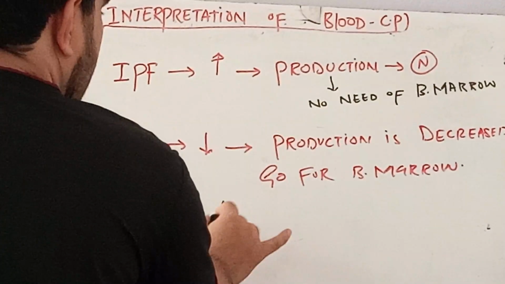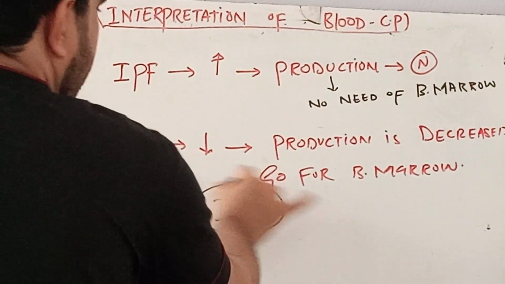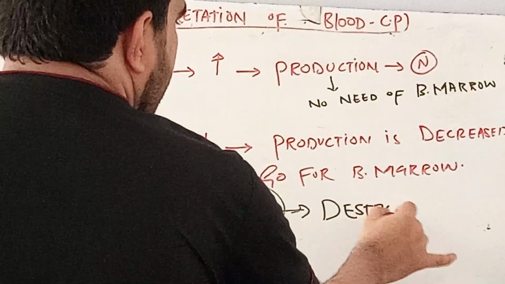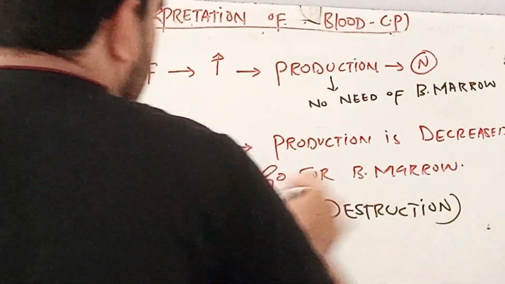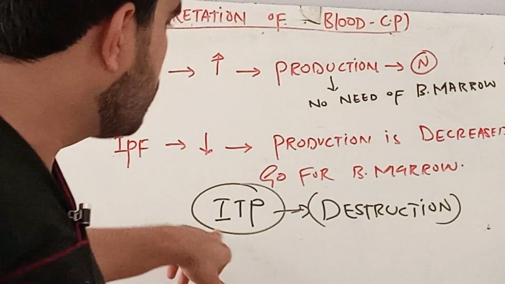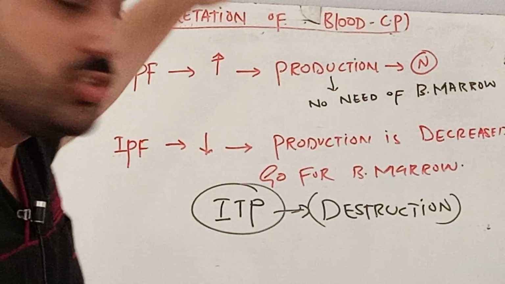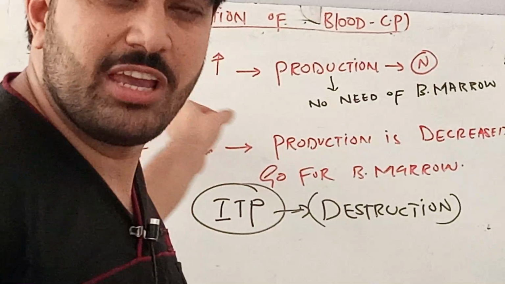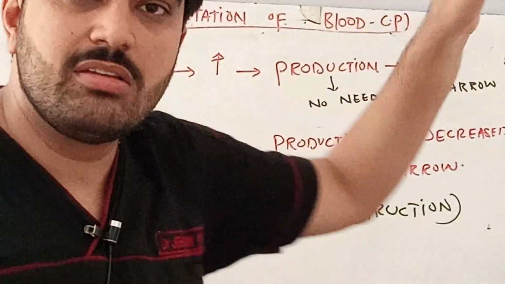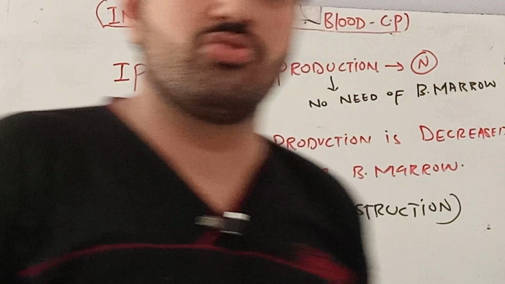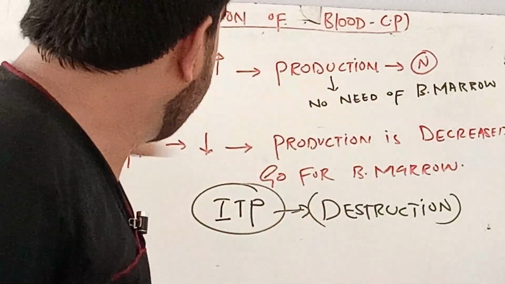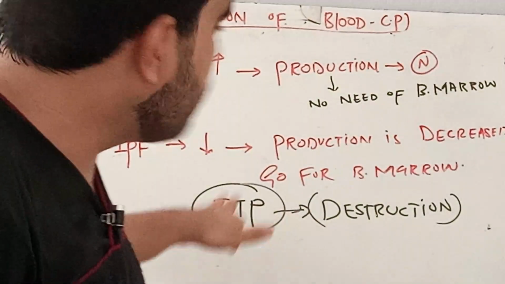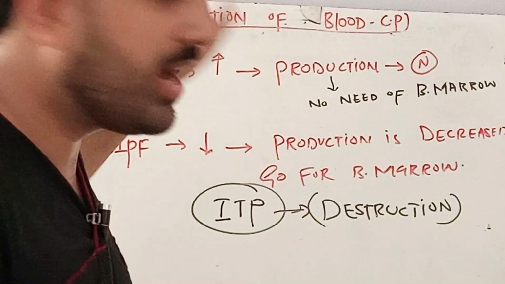So in ITP, what will be the problem? Destruction is the problem. The antibody mediated destruction of the platelet is the problem. So in ITP, IPF will be high. So if you suspect ITP, you go for a simple investigation, that is IPF, immature platelet fraction. If that is high, it means production is normal, so there is a high suspicion of ITP. If the IPF is low, it means the production from the bone marrow is abnormal. So you can easily exclude the ITP by looking at the IPF.